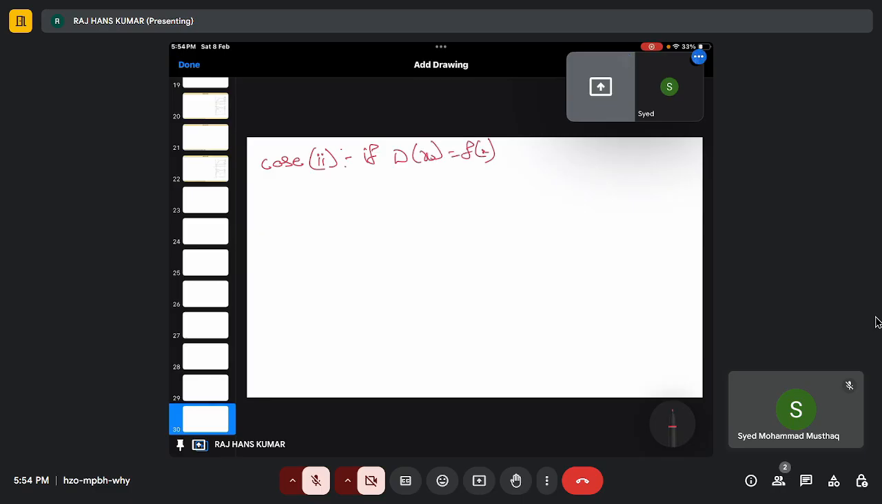then dou c by dou t will be equal to minus dou by dou x, I'm writing it again, minus dou by dou x of D dou c by dou x. So we will do differentiation by parts. So dou D by dou x will become plus dou D by dou x times dou c by dou x plus D dou square c by dou x square.